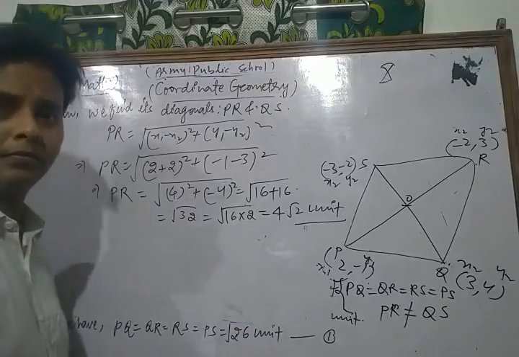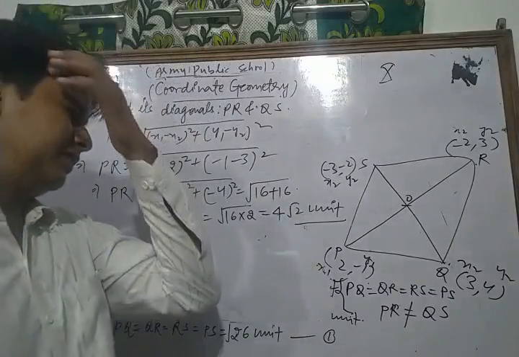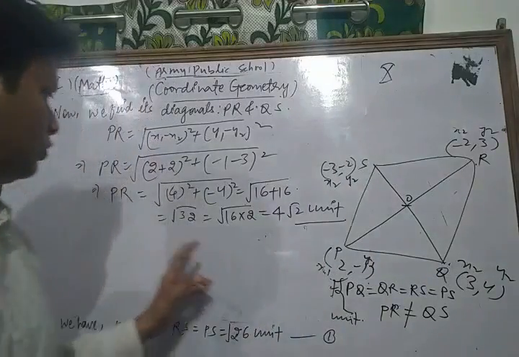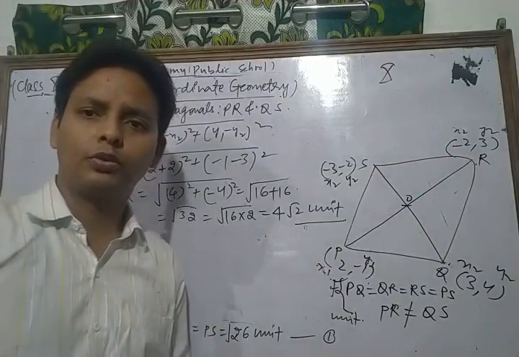In this way we find the diagonal PR, which is equal to 4 under root 2 unit.